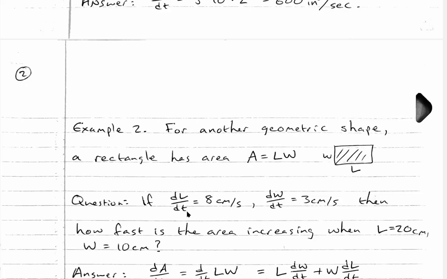Here's the question. If the rate of change of the length is 8 centimeters per second, so this length is increasing, and the width is also increasing at 3 centimeters per second, so this rectangle is growing pretty quickly, then how fast is the area increasing when the length is 20 centimeters and the width is 10 centimeters?